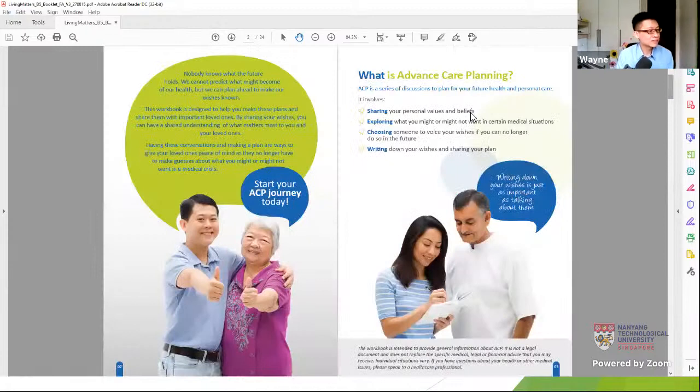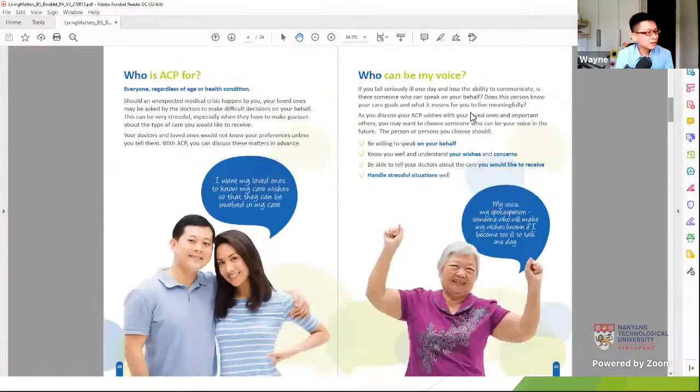So what is advanced care planning? Sharing your personal values on the right side, right? Values and beliefs, writing down your wishes and sharing your plan. So part of the plan will be medical, yes, but it's not just medical. There are many other areas, the social areas, personal preferences, even living arrangements, right? Who could be your voice? Anybody whom you trust and whom you could essentially rely on to communicate accurately for you.